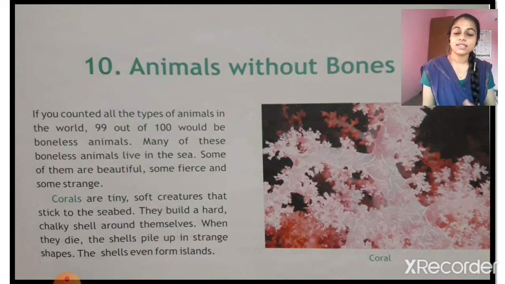Corals are tiny, soft creatures that stick to the seabed, and they do not have bones. They have a hard chalky shell around themselves, as you can see in the picture of a coral. When they die, the shells pile up in a strange shape, and it forms the islands or the coral reefs.